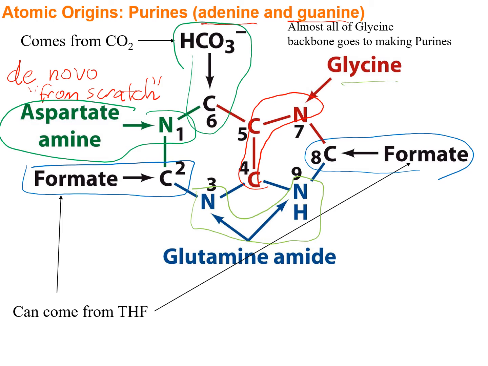We also have formate, which comes from tetrahydrofolate. Tetrahydrofolate is a carbon carrier, and it's going to carry the carbon in the oxidation state of formate and donate it as formate to carbon number 2 and carbon number 8. So you can basically see how we're building from scratch, which is essentially what de novo biosynthesis is.